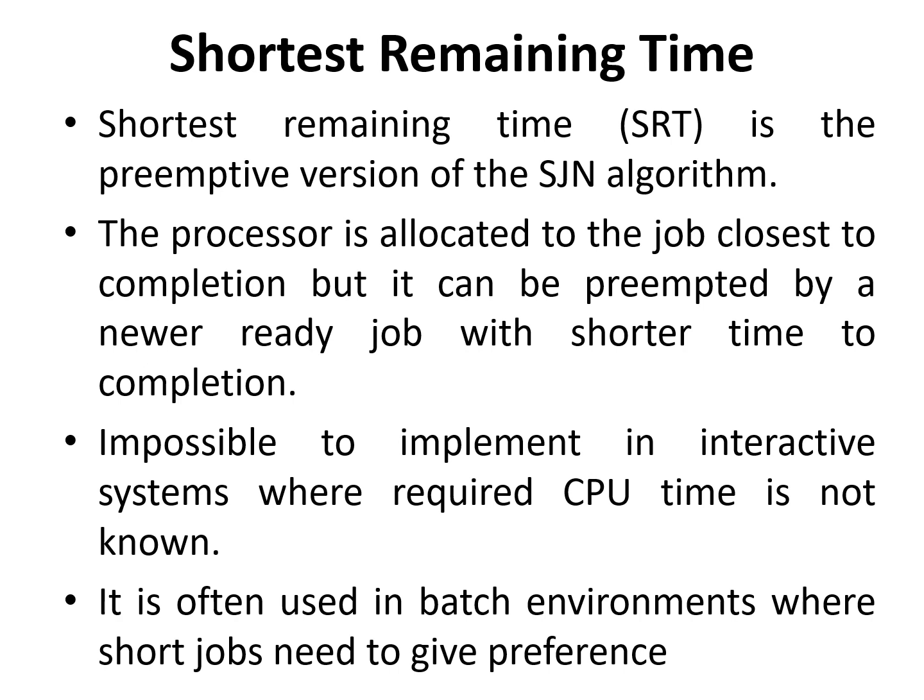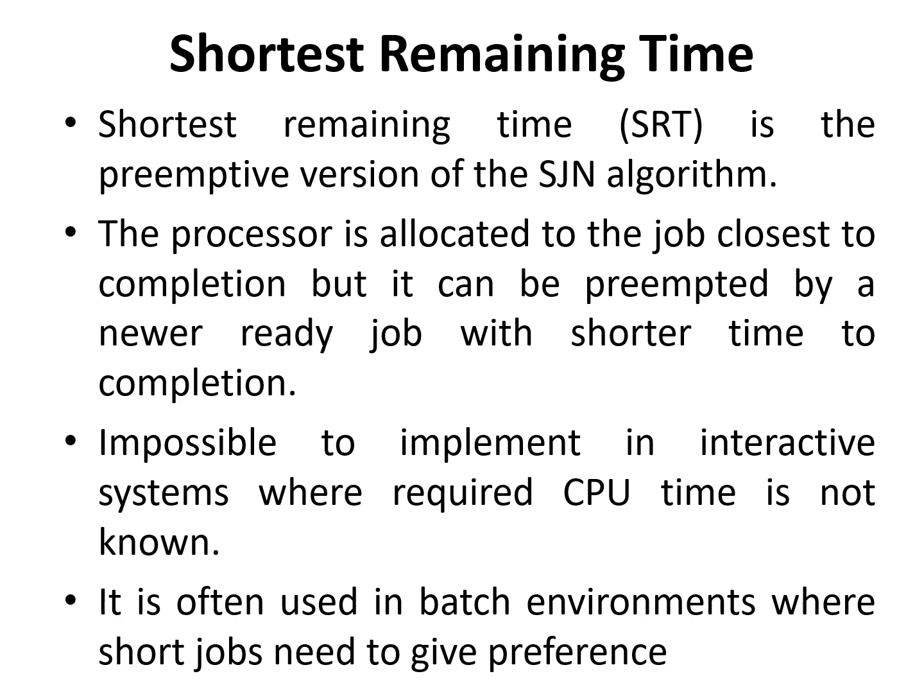Shortest remaining time is the preemptive version of the SJN algorithm. We already have SJN, shortest job next, which is non-preemptive. The processor is allocated to the job closest to completion, but it can be preempted by a newer ready job with a shorter time to completion.